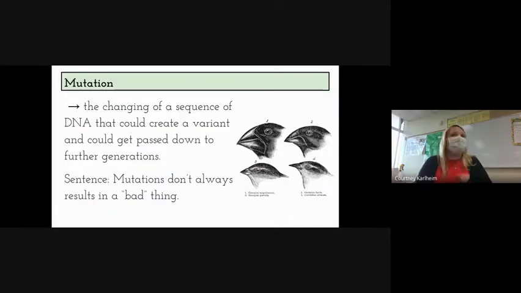All right, so we are talking about mutations, and like the video said, it can actually help with evolution. So a mutation, the definition is the changing of a sequence of DNA that could create a variant and could get passed down to further generations. And if you want to use it in a sentence, mutations don't always result in a bad thing. So you might think mutations can lead to cancer, like the video said, or can lead to genetic disorders. But that's not always true. Sometimes it can actually be beneficial to organisms.